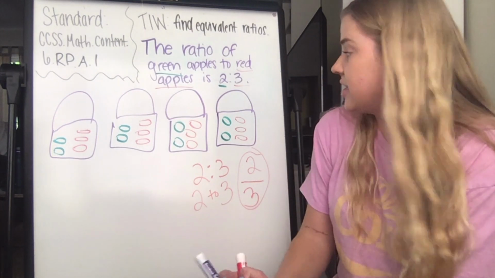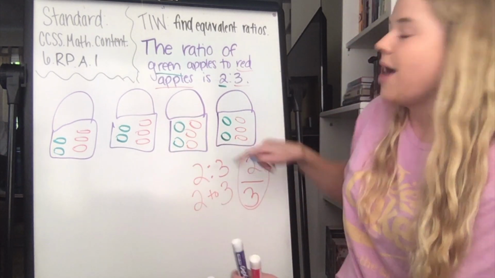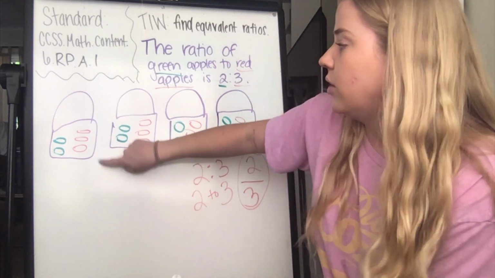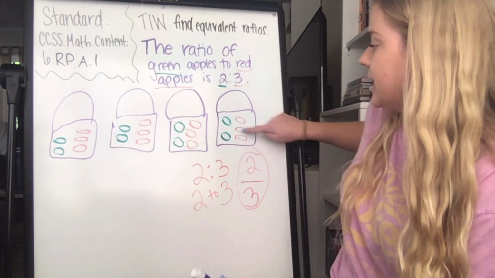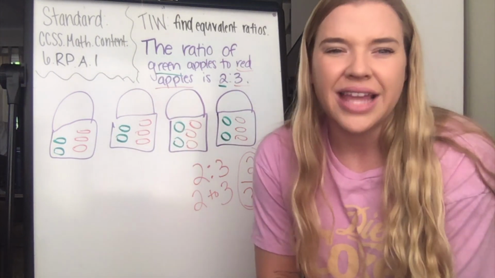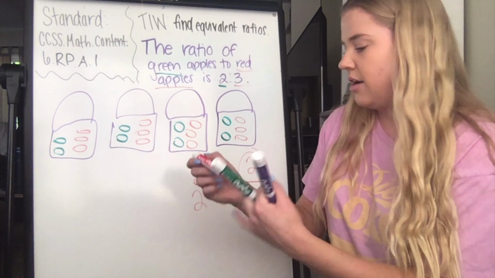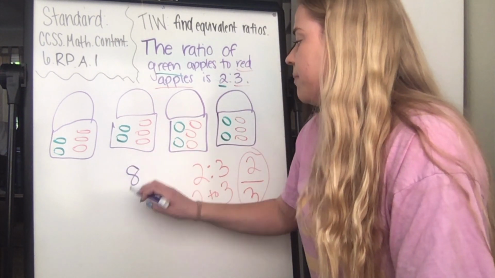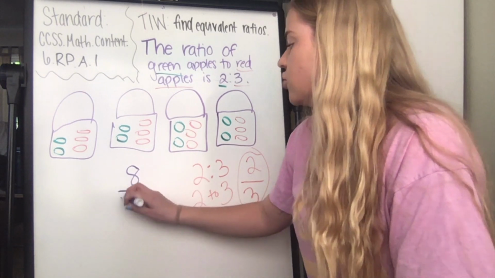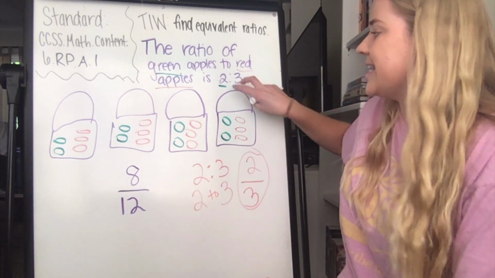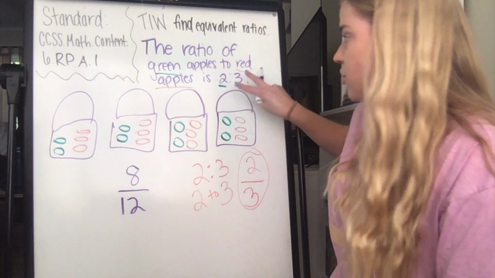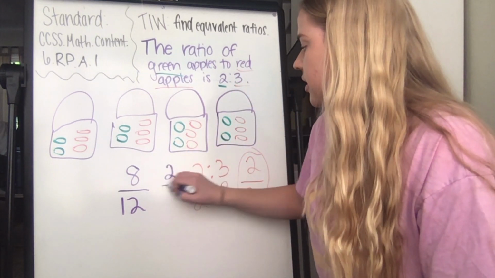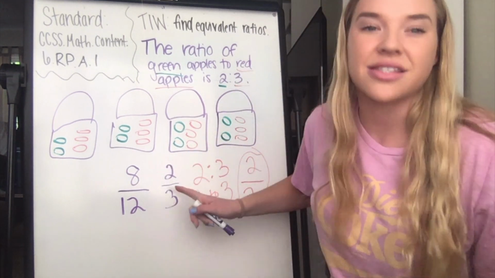So now I have 8 green apples, right? And how many red apples do I have? I have 1, 2, 3, 4, 5, 6, 7, 8, 9, 10, 11, 12. So I have 8 green apples for every 12 red apples. That is the exact same as this, 2/3. This is a simplified version.